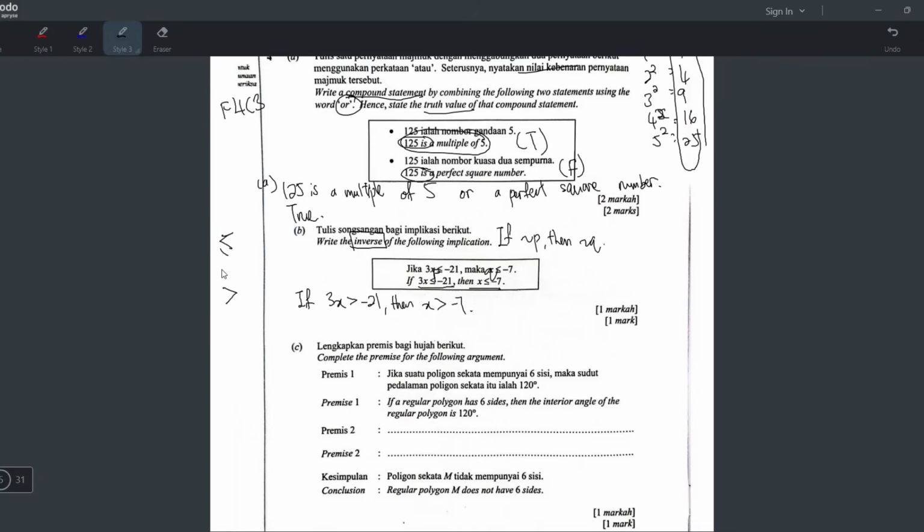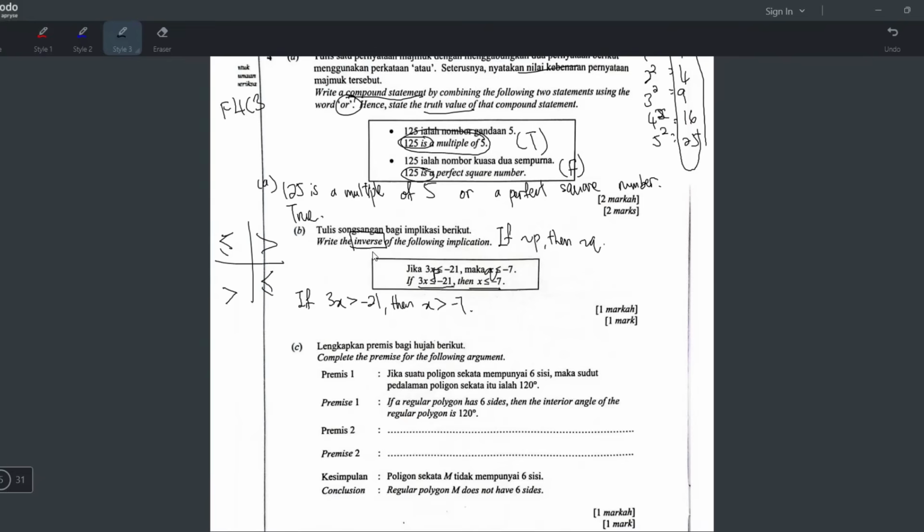Then what if it's bigger here? It's bigger, what's the negation? It will be smaller equals lah. Yeah. Okay. So like that. Alright. I sudah siap saya punya inverse. And then now can do C already lah.